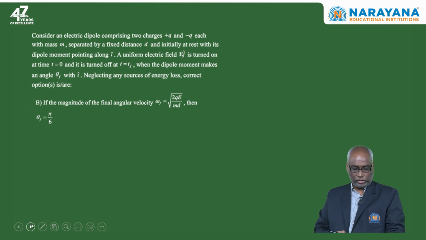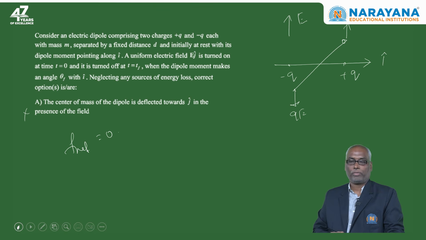Option B: if the magnitude of the final angular velocity omega f is equal to root of 2qE divided by md, then theta f is equal to pi divided by 6. So, why will a dipole be rotating in this? If you look at the earlier diagram once again, this dipole will not experience any force, but it will experience torque. What will this torque do? It will change the orientation of the dipole, the angle between dipole and electric field will keep on changing, thereby the potential energy will change and obviously the kinetic energy also will be changing. So, as it rotates, the total potential energy plus kinetic energy will remain constant.